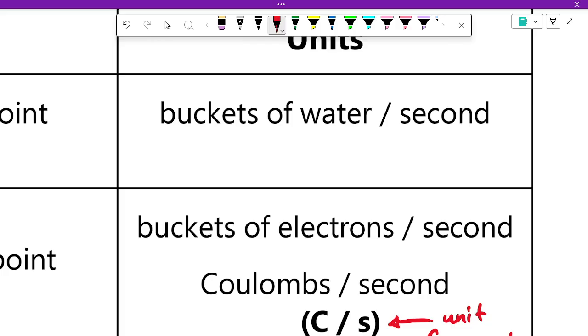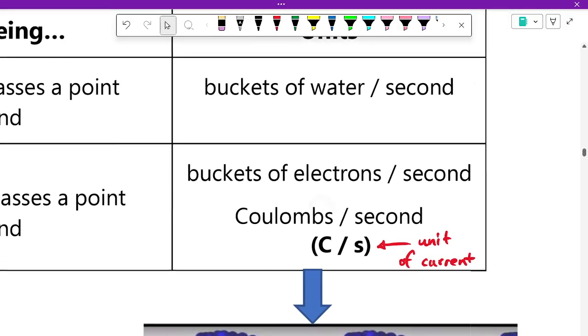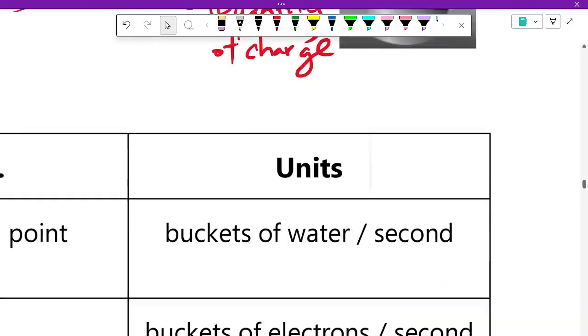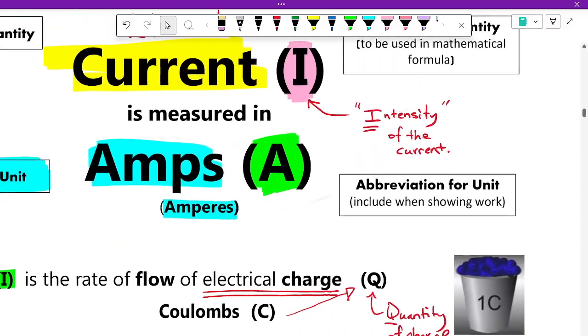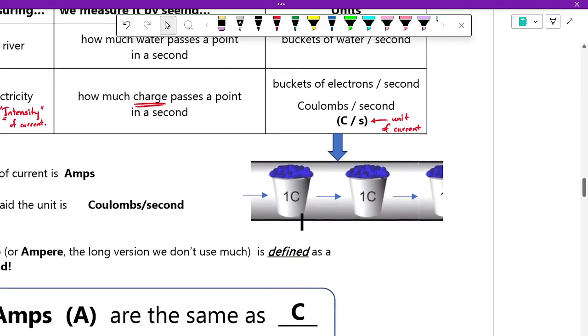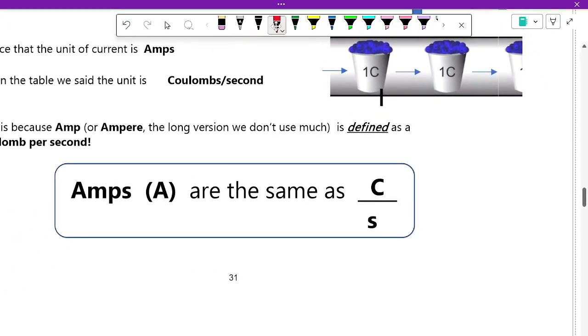But hang on. Let's go back up for a moment. What was the unit of current? Was the unit of current coulombs per second? It was amps. Do you know what that means? It means that amps are coulombs per second. So what we're doing is we're taking the unit coulomb per second and simplifying it into a shorter unit. Okay? So a coulomb per second is the same as an amp.